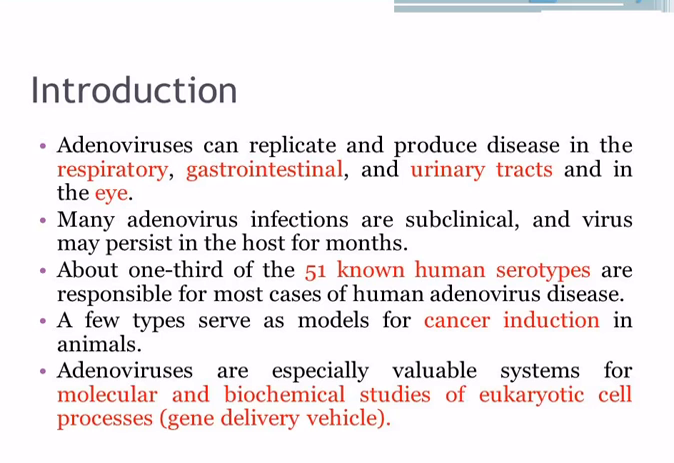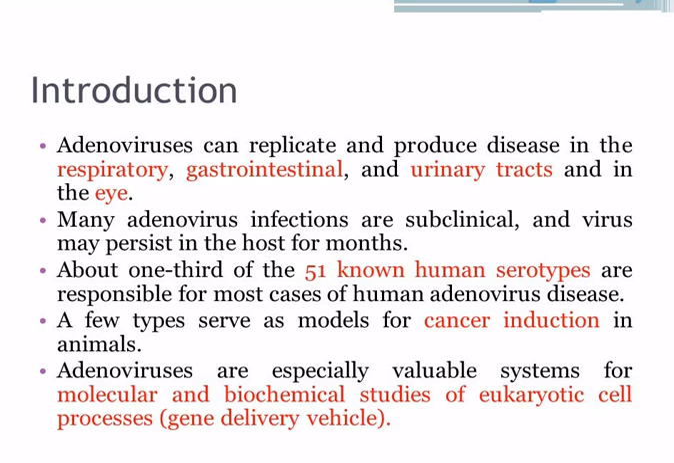Introduction. Adenoviruses can replicate and produce disease in the respiratory, gastrointestinal, and urinary tracts and in the eye. Many adenovirus infections are subclinical, and virus may persist in the host for months. About 1/3 of the 51 known human serotypes are responsible for most cases of human adenovirus disease. A few types serve as models for cancer induction in animals.